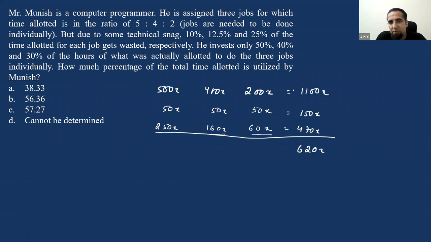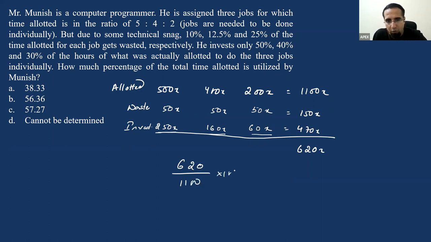Whereas the allotted time is equal to 1100x. Allotted, A-L-L-O-T-T-E-D. This is the time wasted, which he has to utilize. He can't help it. And this is the time invested. Clear? So therefore, finally, what do we have? How much percentage of the total time is utilized by Munish? That will be 620 divided by 1100 into 100. 00 gets cancelled. 11 5s are 55. And then you have a 70. 11 6s are 66. And then you have a 0.36. So 56.36% will be your answer, and that is going to be option D.